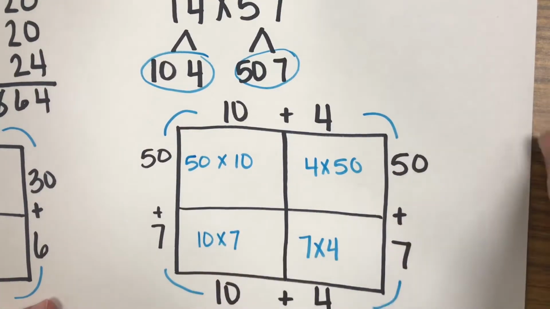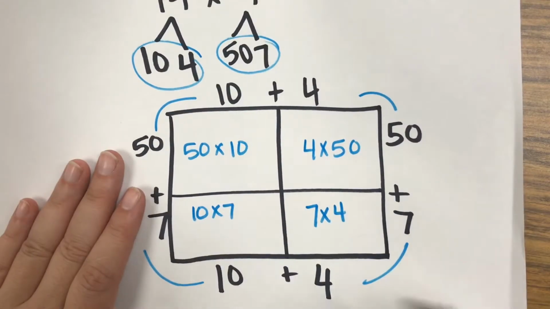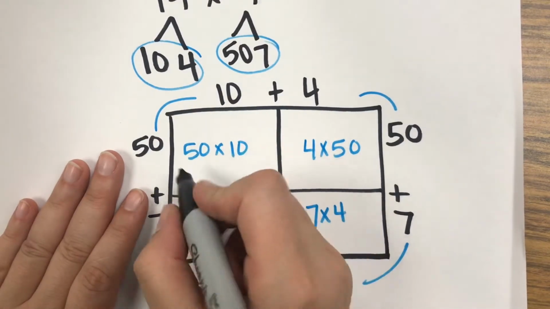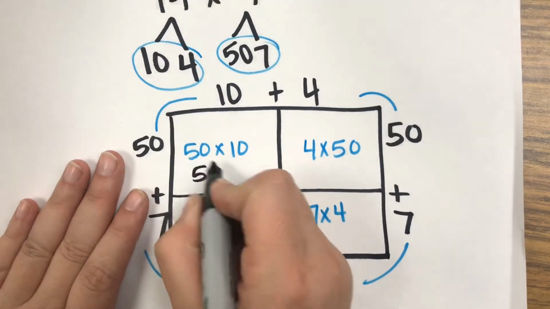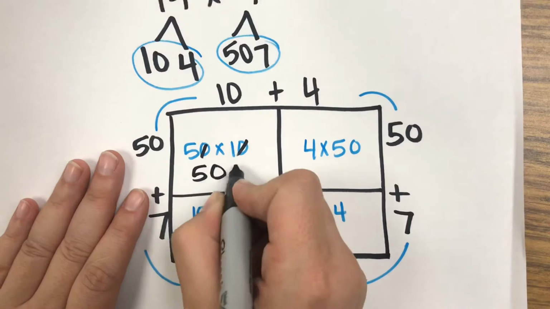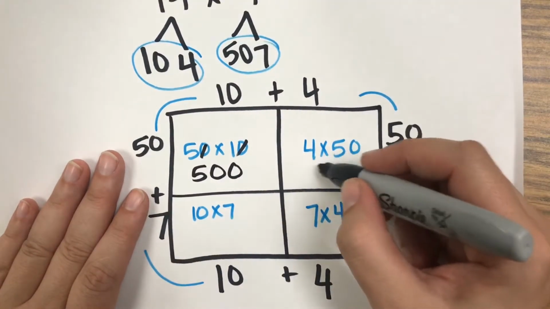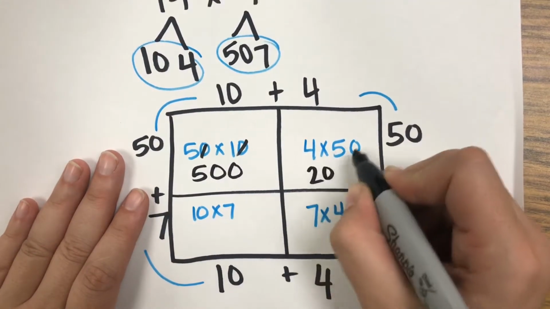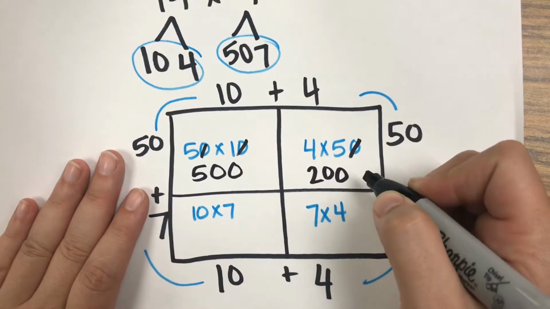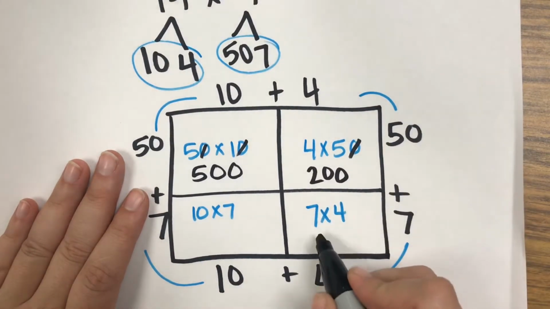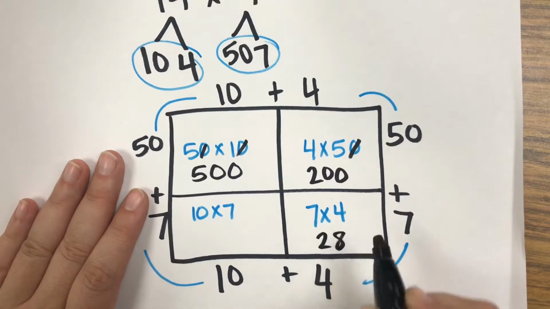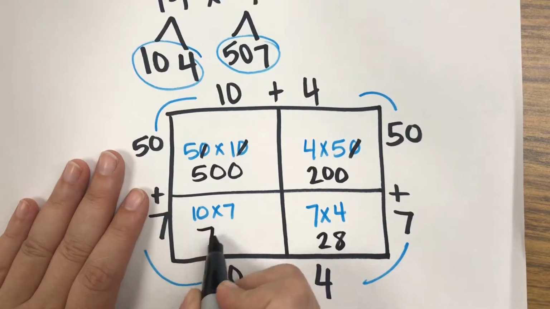All right, now I am ready to multiply. So I multiply my first area. 5 times 1 is 5. I have my 2 zeros. I place them in my tens and my ones. 4 times 5 is 20. And I place the other 0 in my ones place. 7 times 4 is 28, and then 10 times 7 is 70.